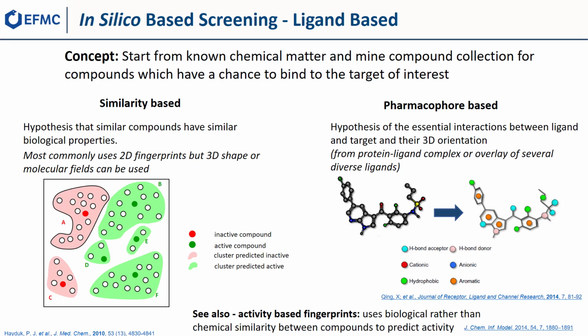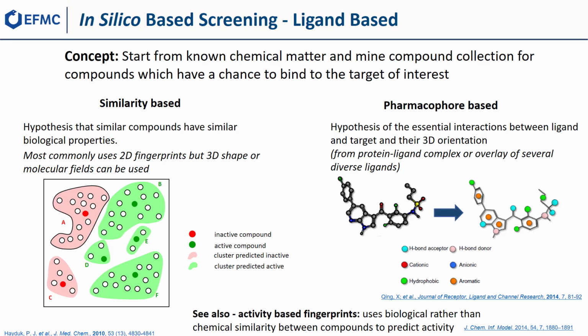The cartoon at the bottom is trying to illustrate how this can look. You have inactive compounds in red, you have active compounds in green, and you cluster similar compounds to these in several clusters, and you will end up with clusters of compounds which are predicted to be inactive and clusters of compounds which are predicted active. The idea is that if you only screen the clusters which are predicted active, you have a higher chance to find hits.